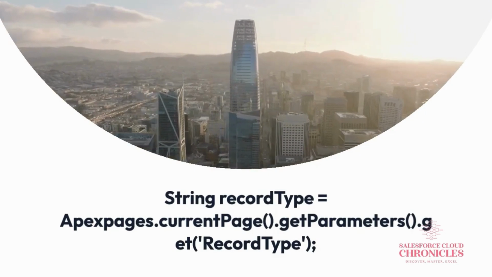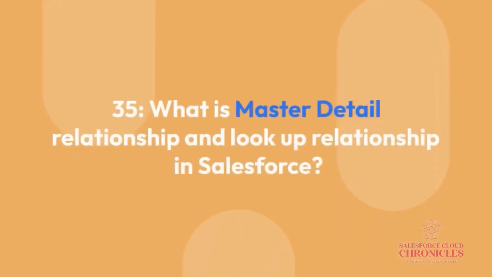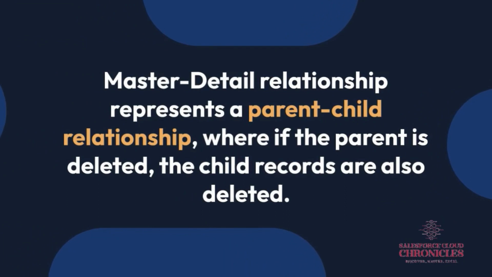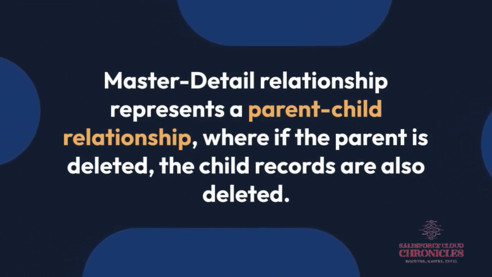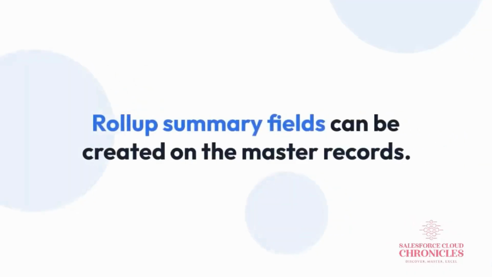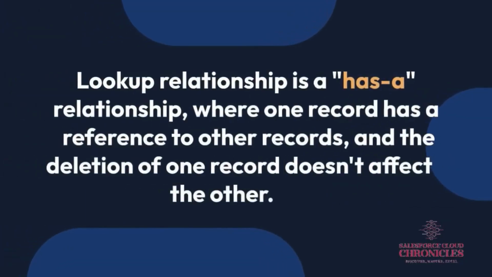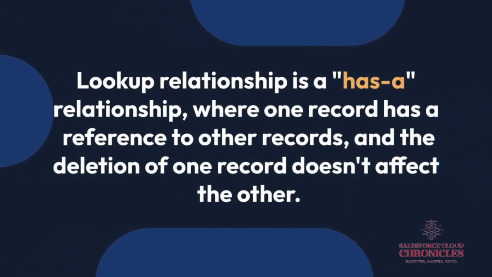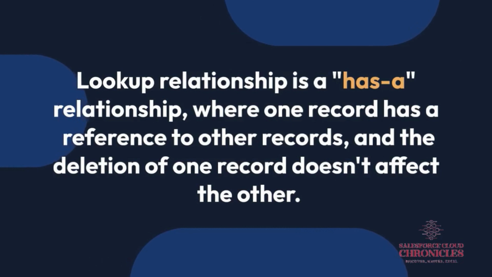Question 35. What is master detail relationship and lookup relationship in Salesforce? Master detail relationship represents a parent-child relationship, where if the parent is deleted, the child records are also deleted. Roll-up summary fields can be created on the master records. Lookup relationship is a has-a relationship, where one record has a reference to other records, and the deletion of one record doesn't affect the other.